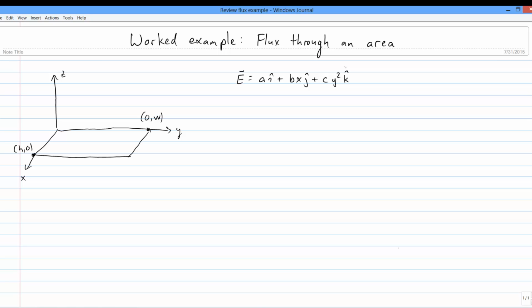Let's take a moment to visualize what the field does so that we make good math decisions later. The i hat component of the field never changes. The j hat component of the field varies with x. And the z hat component of the field varies with y. Flux is E dot A if everything is constant, or integral E dot dA if something is varying.